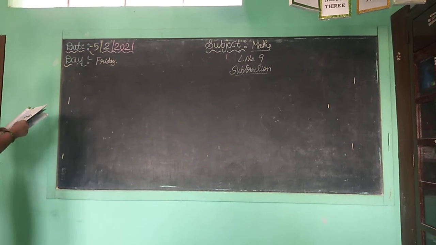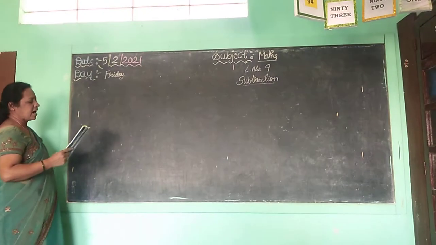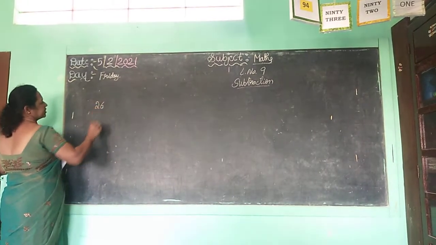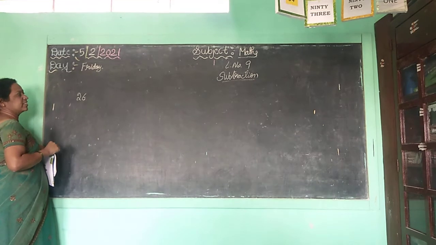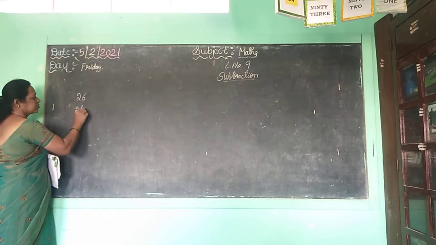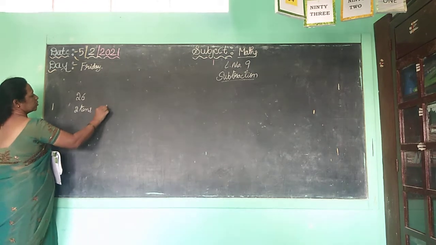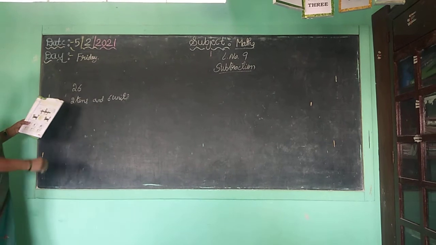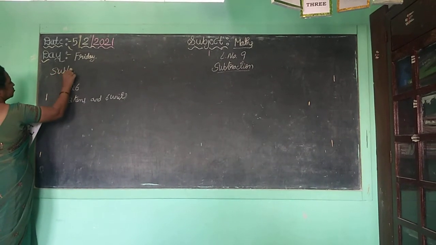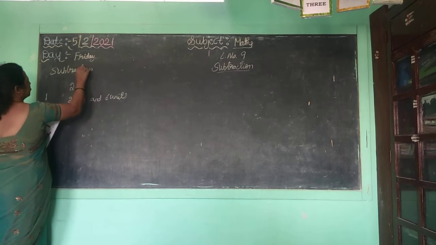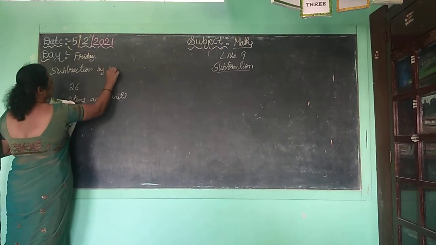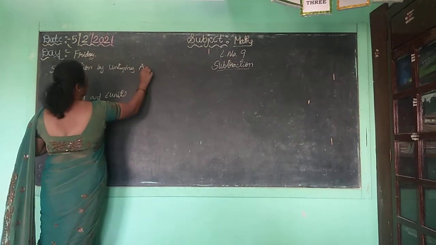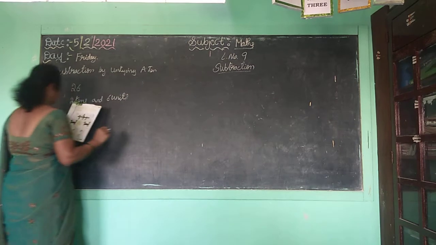See, in page number 57, subtraction by untying a 10. So for example, I will give 26 here. How many tens and how many units are there? 2 tens and 6 units. See, subtraction by untying a 10.